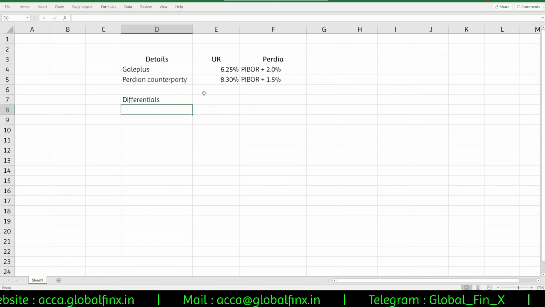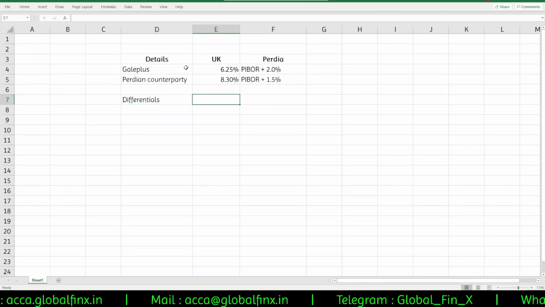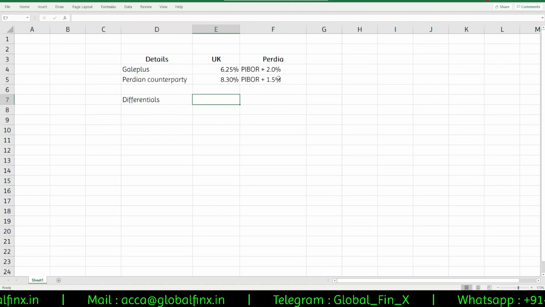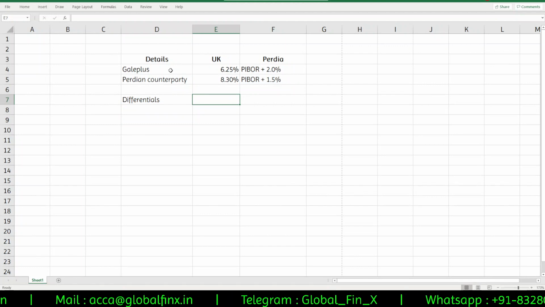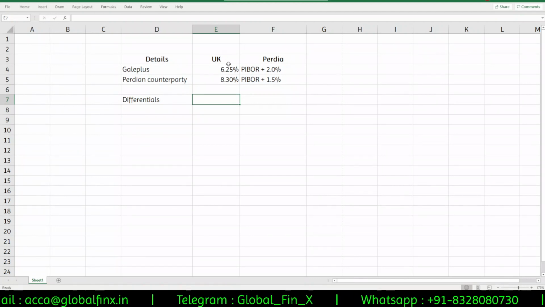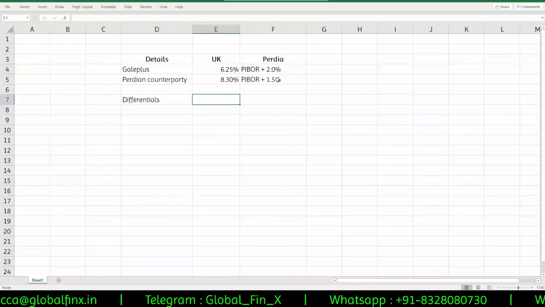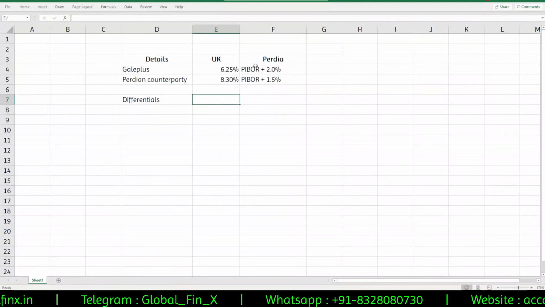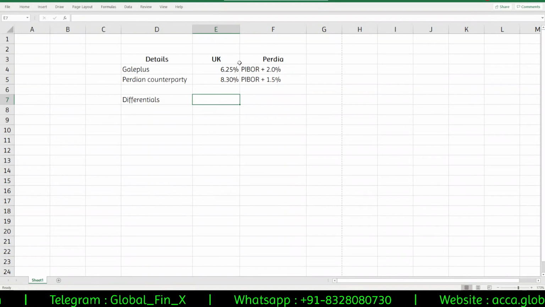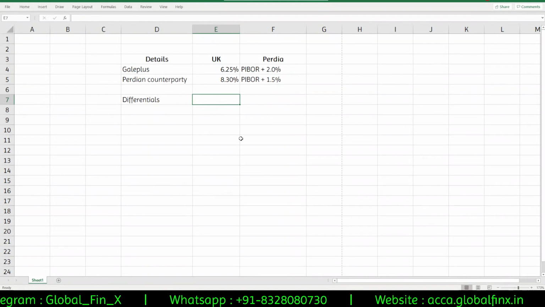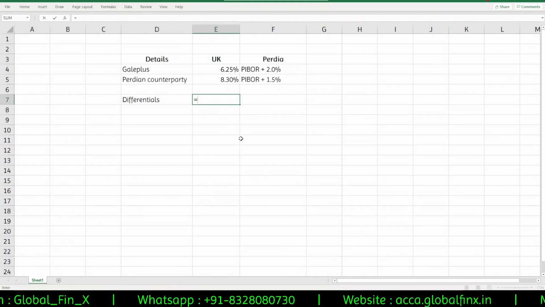So if I take the differentials here, first, before taking the differentials, I need you to observe something. The fixed rates are lower in Galeplus, whereas the floating rates are lower in per diem counterparty. So if Galeplus is borrowing in the UK at the fixed rate of 6.25 and the per diem is borrowing at the floating rate of 1.5, there are double savings here. Since these two are in preferential manner, we get a profitable situation. That means we get more benefit comparatively in the differential. So we can figure that out.